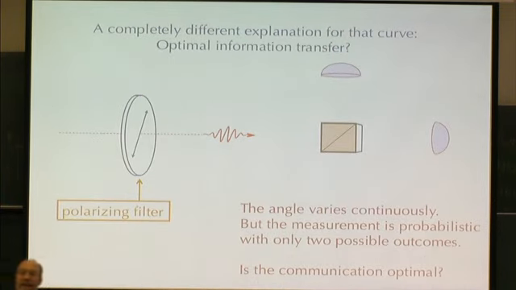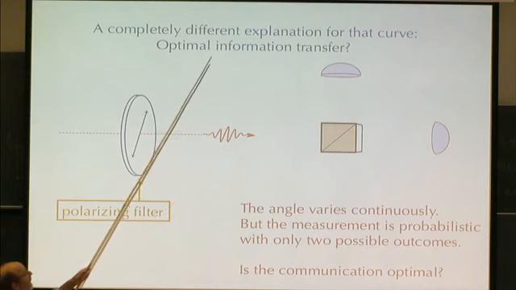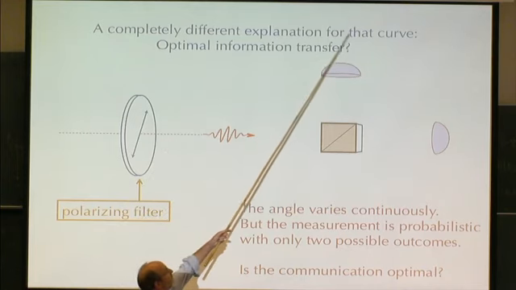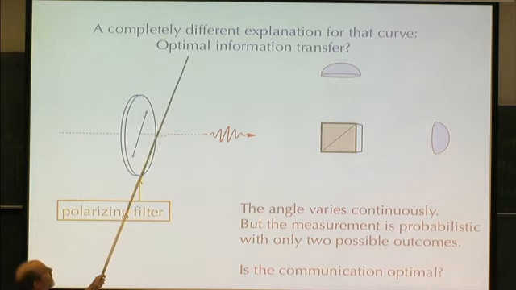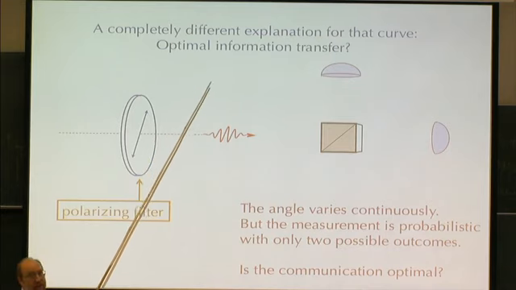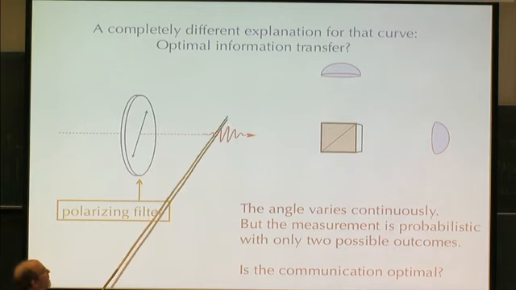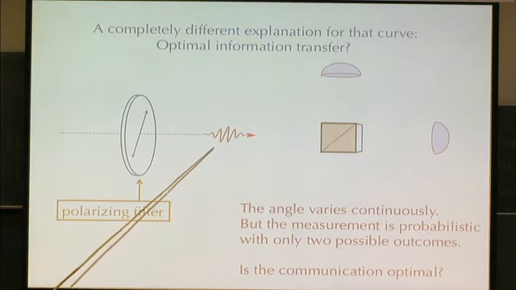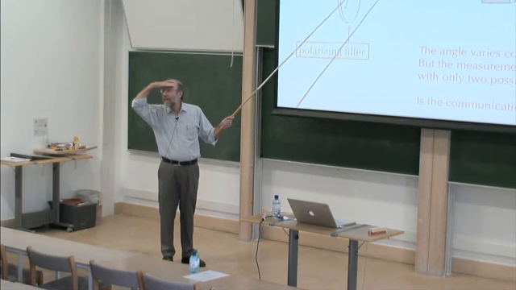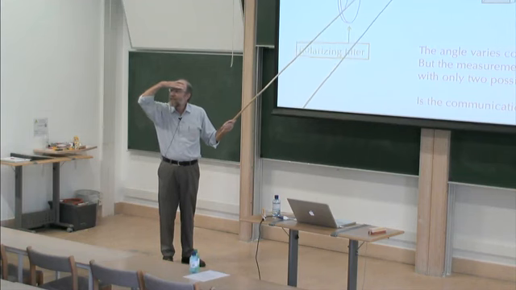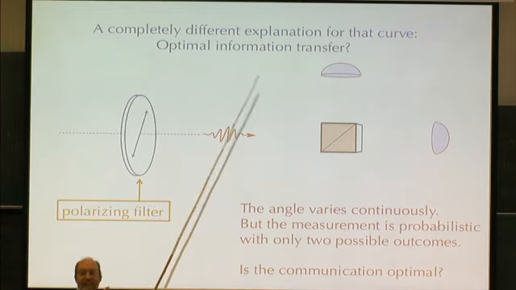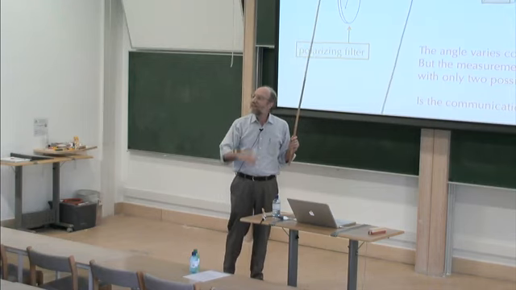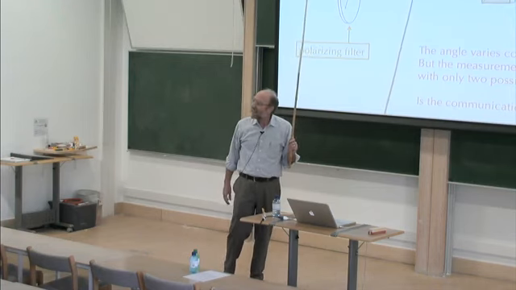Okay, this is going to be now a completely different answer to that same question, a different explanation for the same cosine squared curve, through the problem of optimal information transfer. So here, I hope you'll forgive me if I anthropomorphize the photon. I enjoy doing this. Imagine you are the photon, and you've got this angle, theta, that you're trying to convey to someone at the other end.